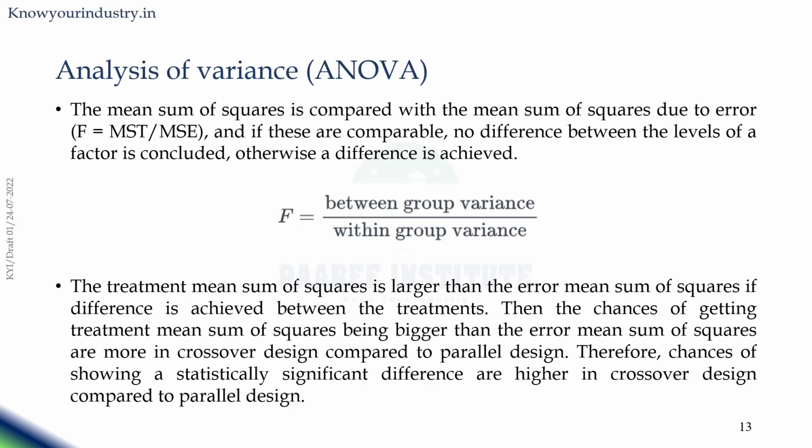The treatment mean sum of squares is larger than the error mean sum of squares if a difference is present between the treatments. Then the chances of the treatment mean sum of squares being bigger than the error mean sum of squares are more in a crossover design compared to the parallel design. Therefore, the chances of showing a statistically significant difference are higher in a crossover design compared to the parallel design.